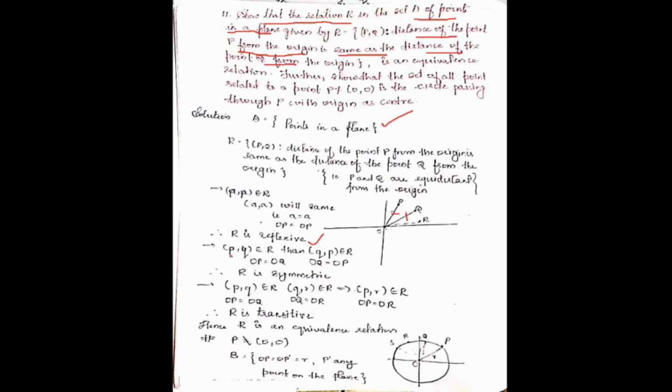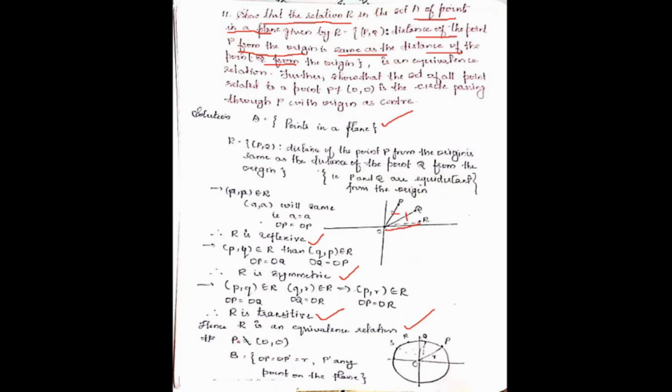Now (P, Q) belongs to R, then (Q, P) belongs to R. If OP is equal to OQ, then OQ is equal to OP. So this is also done. R is symmetric. (P, Q) belongs to R and (Q, R) belongs to R implies (P, R) belongs to R. We'll see how. OP is equal to OQ, and OQ is equal to OR. Then obviously it implies that OP is equal to OR. Done. So all three are satisfied, R is transitive. Hence R is an equivalence relation. So we have proved this.